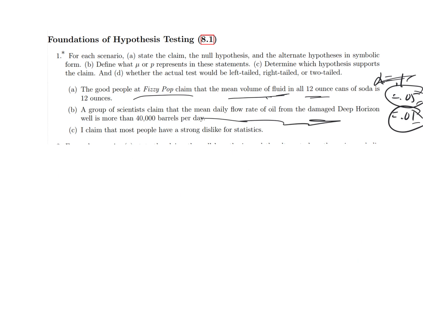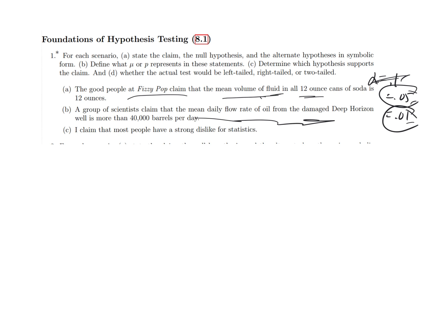And Dr. Stevens is trying to be funny with this one. I claim that most people have a strong dislike of statistics. Well, most people is 50%, right? Or more than 50%. So we'll say H0 is about the proportion, because we don't have any kind of average. So we'll say no, that's not the case.